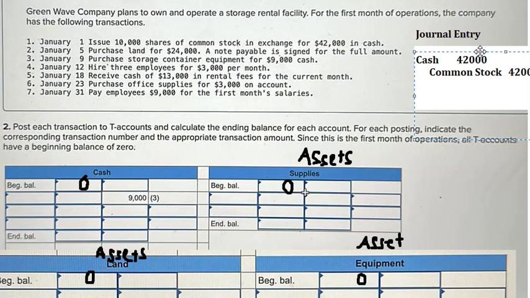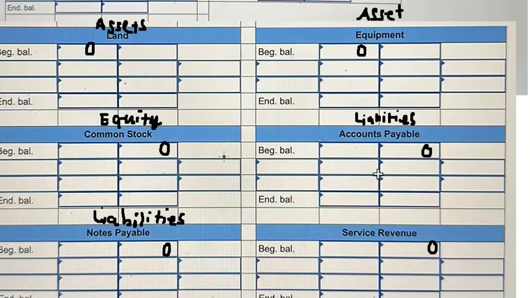So for the first one, this is about number 1. We put number 1 in here because this is on debit. So we put 42,000 in debit here. Common stock, that is on credit. So we go to common stock and we put 42,000 in here. This is for number 1.